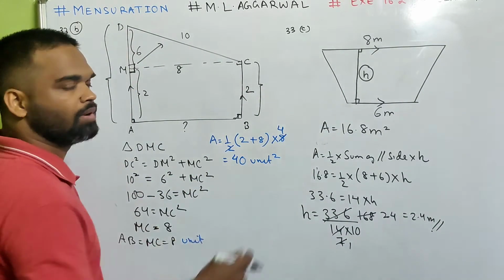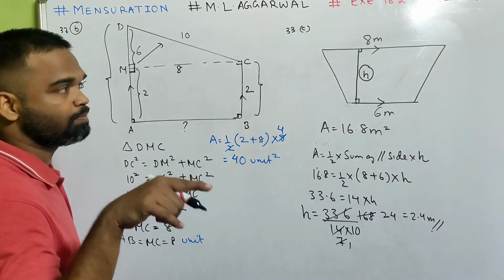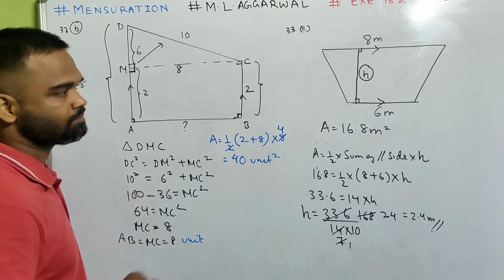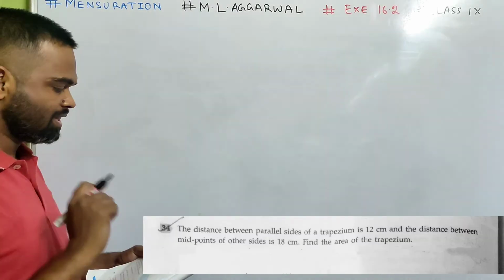We just use the formula. Area equals half into sum of parallel sides into the perpendicular distance between those two parallel sides, which is height in this case, or depth. Chalo, we'll do the next one, 34. Now look at 34.